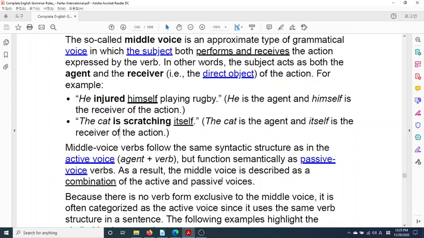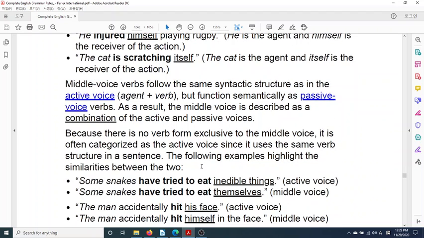Middle voice verbs follow the same syntactic structure as the active voice, so agent plus verb, but function semantically as passive voice verbs. As a result, the middle voice is described as a combination of active and passive voices, right? It's the middle ground. Because there is no verb form exclusive to the middle voice, it is often categorized as the active voice since it uses the same verb structure in a sentence.